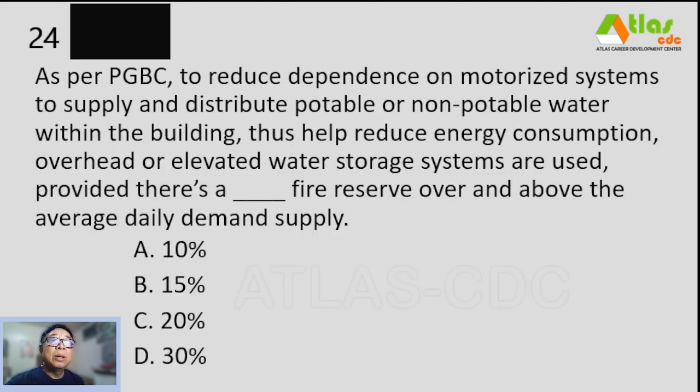Number 24. As per PGBC, to reduce dependence on motorized systems to supply and distribute potable or non-potable water within the building, thus help reduce energy consumption, overhead or elevated water storage systems are used, provided there's a blank fire reserve over and above the average daily demand supply. A. 10%, B. 15%, C. 20%, and D. 30%.